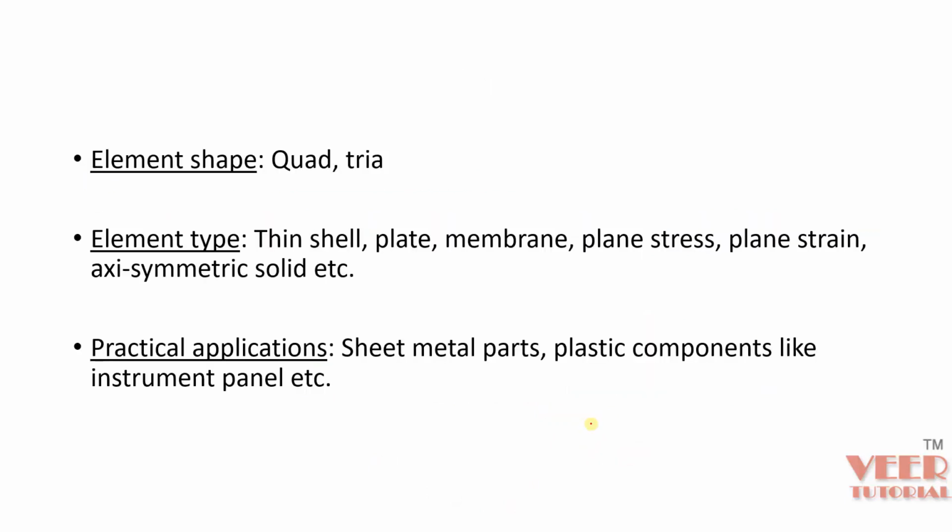Now let's understand where we use this concept of mid surfacing. First of all, the element shape. In the 3D type, we used the element types that are tetra and hexa elements. But in case of 2D, we use the quad element. So quad element has a quadrilateral shape like this, and then tria element has a triangular shape. And then we have the concept of element type. So in element type, we have thin shell, plate members, membrane, plane stress, plane strain, axisymmetric solids.